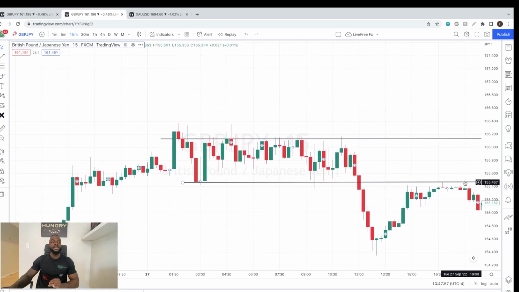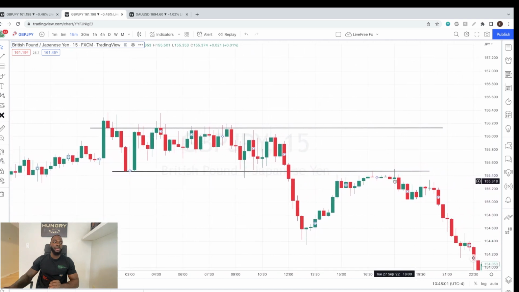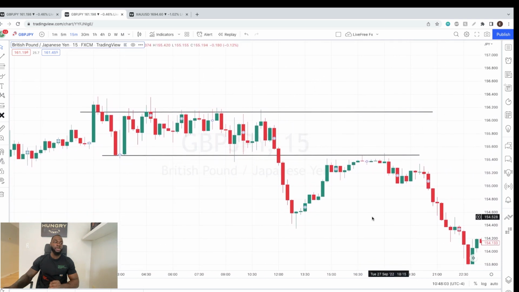We can see the price tested this level well, and now we are starting to move to the downside, and price continued to melt, right? Dropping approximately 165 pips. The reason why waiting for a retest is important, we've seen situations where you could sell right here and price moves in the opposite direction.